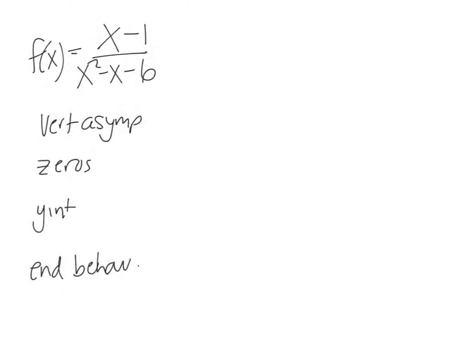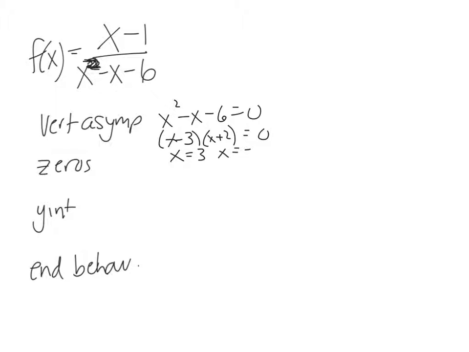Okay, so we're going to find this, but now on the bottom we have x squared, a quadratic. Vertical asymptotes means the bottom has to be equal to 0. x squared minus x minus 6 equals 0. What is the easiest way to solve that without your calculator? Factor it. x what? Minus 3, plus 2. x minus 3, x plus 2. Those are the factors. So x equals 3 and x equals negative 2.